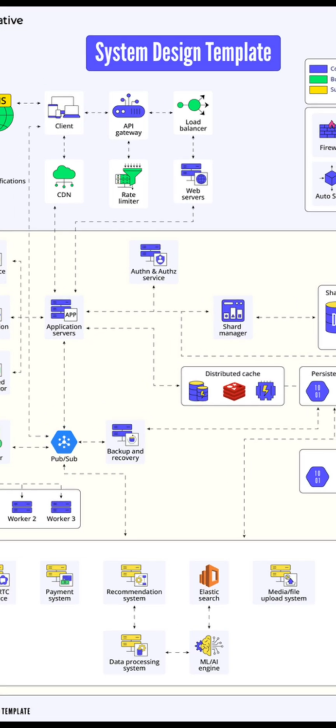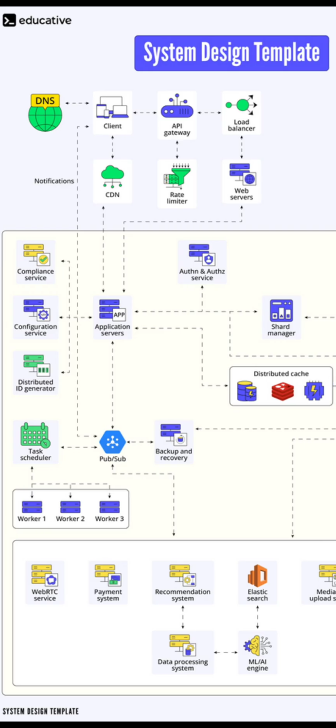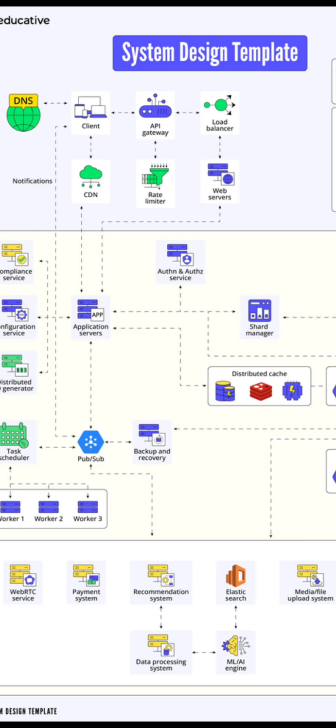And you can see for analytical purposes, we can have recommendation systems, Elasticsearch engines, ML and AI engines. We can analyze the data, process the data, and mine the data. We can store the data in data warehouse systems, and after that we can mine it. Okay, and for payment systems also. So these are the things.